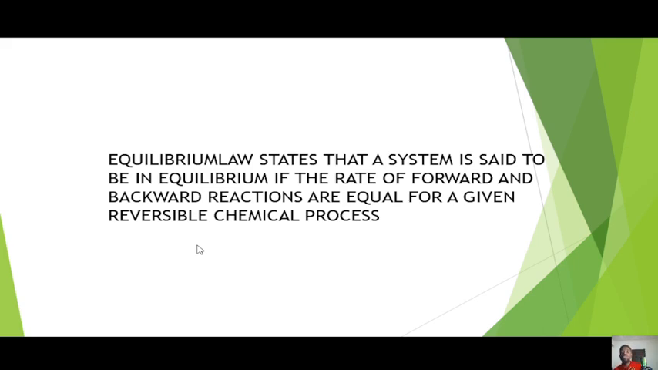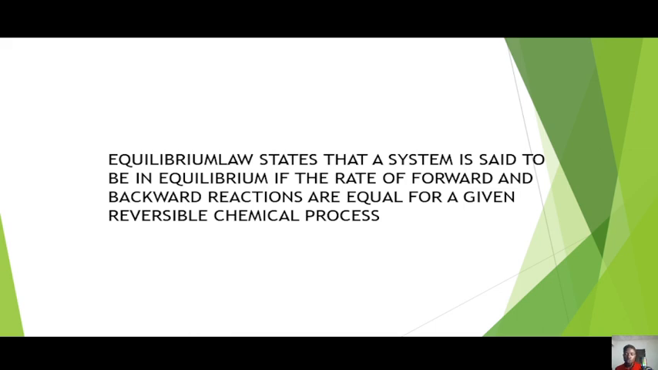So the equilibrium law states that a system is said to be in equilibrium if the rate of forward reaction is equal to the rate of backward reaction for a reversible process. Or you could say it is said to be in equilibrium if the rate of forward and backward reactions are equal for a given reversible chemical process. With that said, we are going to go back to our board and then discuss this in details.